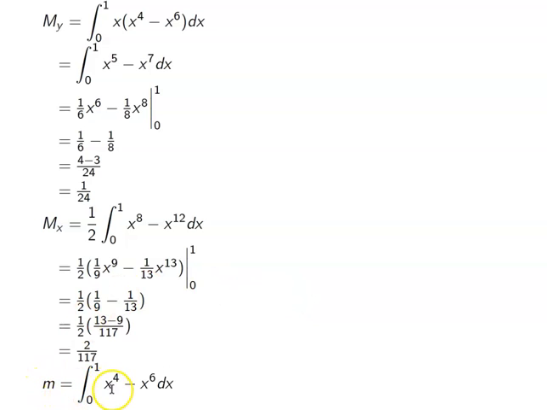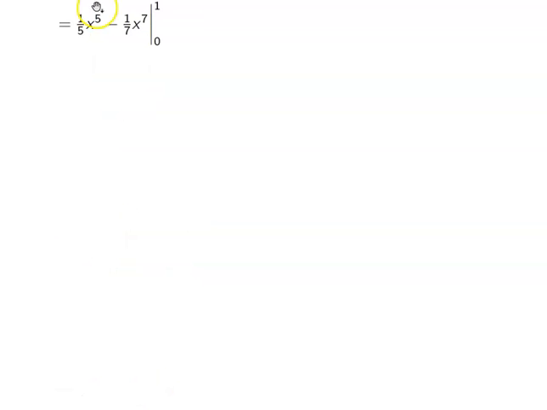So my mass of the system is just the subtraction of both of those. So we'll do the same thing. 1/5 x to the fifth, 1 over 7 x to the seventh. Evaluate that from 1 and 0. So this is just 1/5 minus 1/7. Make the common denominator. So that'll be a 35 and 7 minus 5 on top. So that should be 2 over 35.